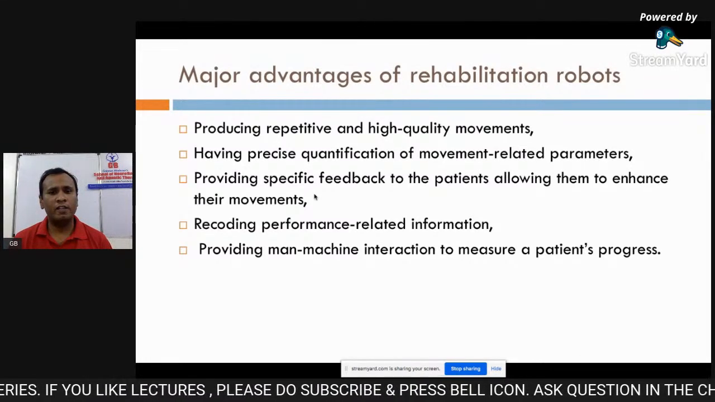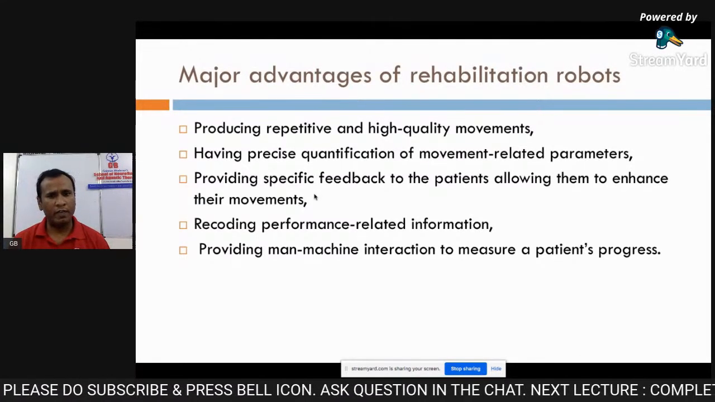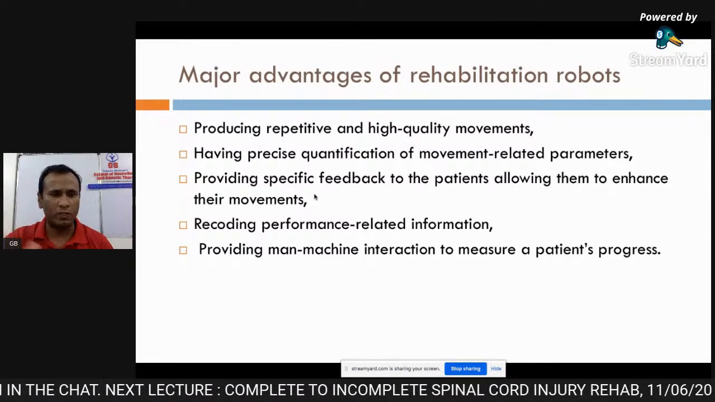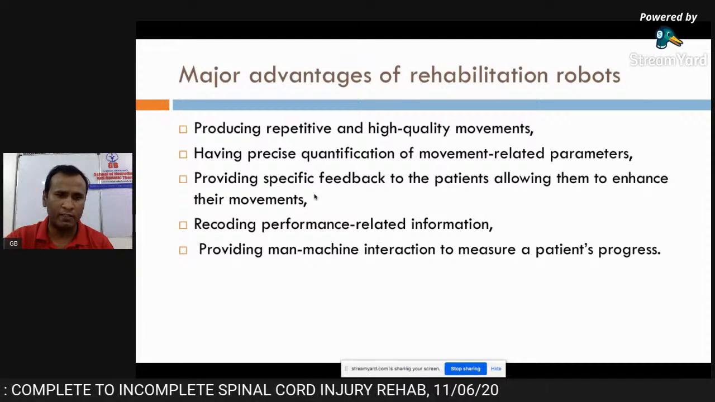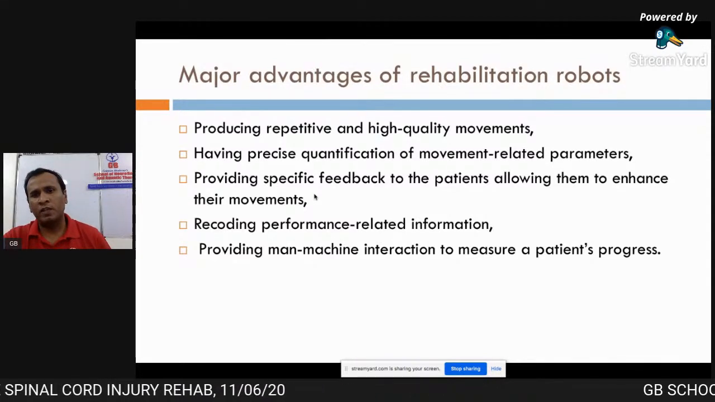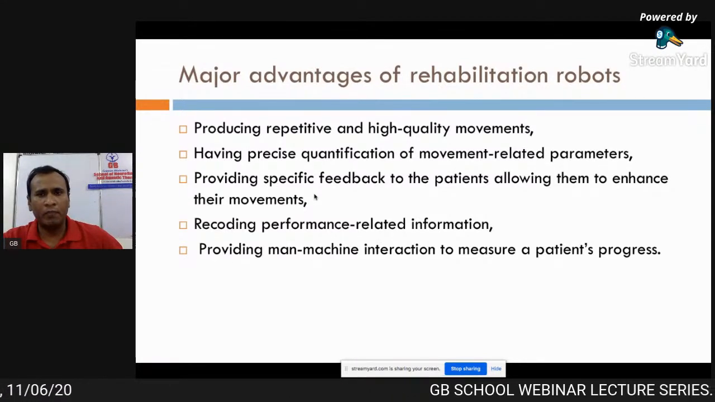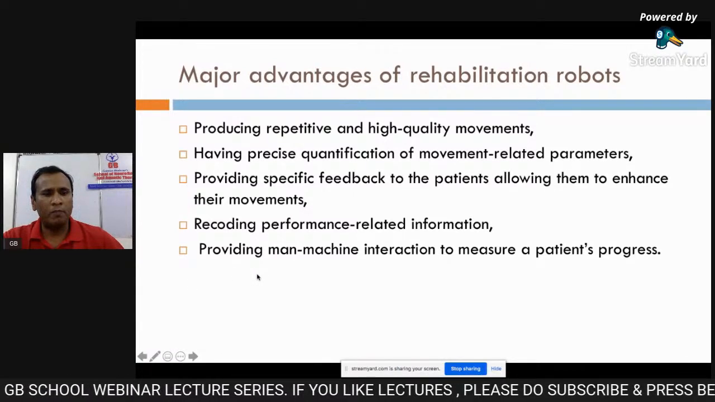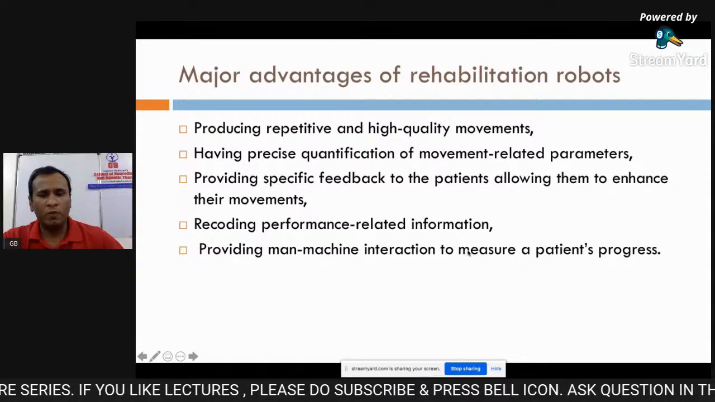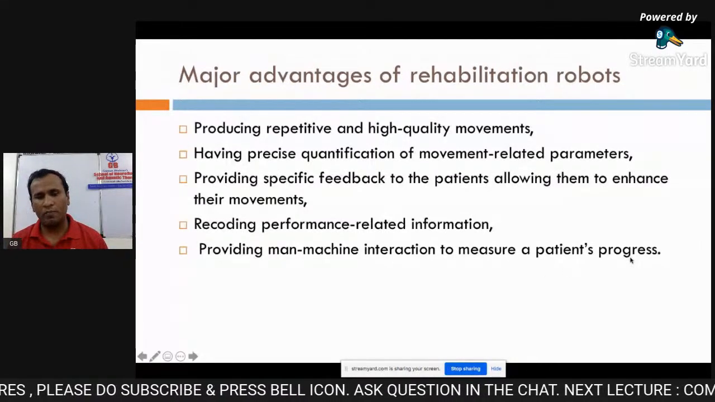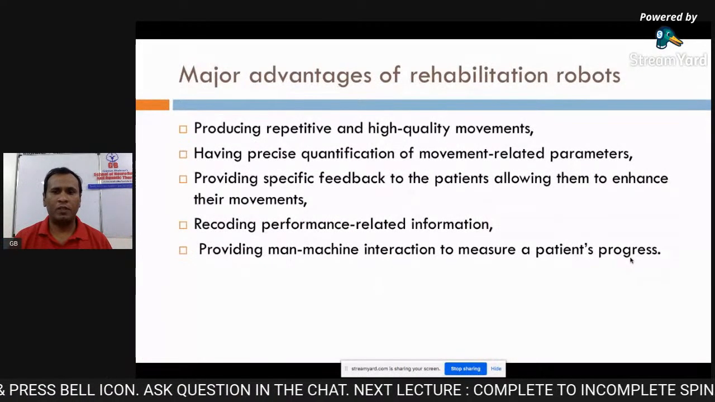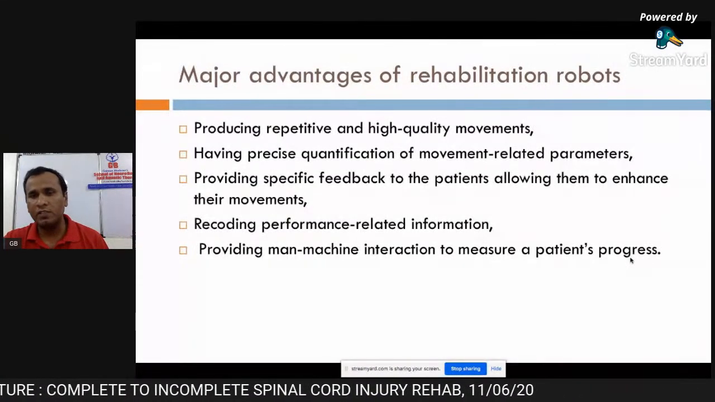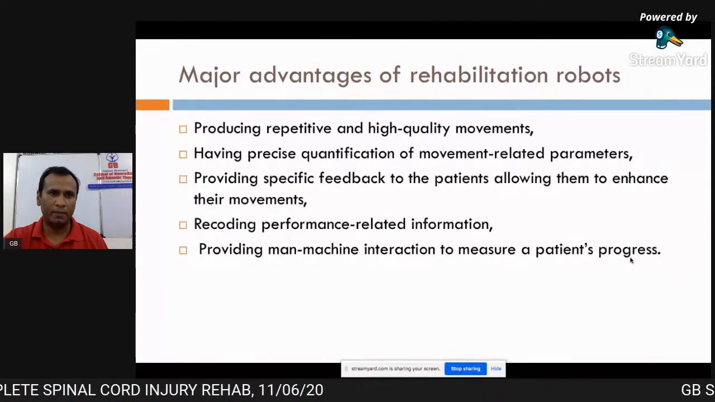Recording performance and related information: as we have said, it is very easy to record all the performance parameters, and then we can analyze this information for further modification. It also provides good man-machine interaction to measure patient progress. So there is a combination of man-guided outcome measures as well as machine-guided outcome measures and treatment. So it helps us plan our progress much better.